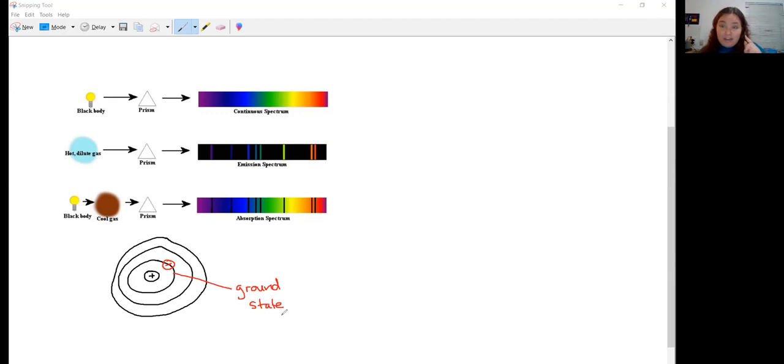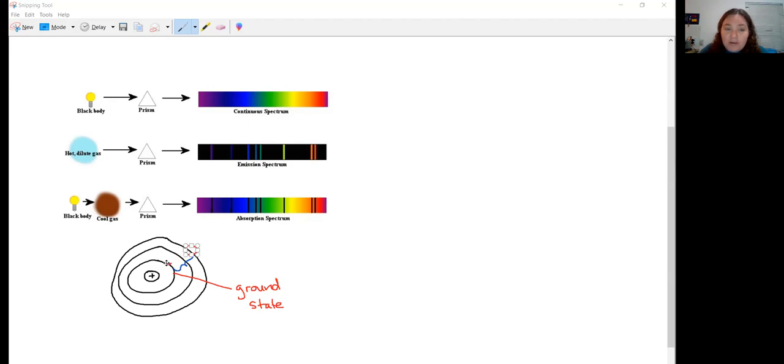It's a fact that electrons don't have to sit in that lowest possible energy. Electrons can gain energy. They can absorb energy. They can get excited. And when an electron gets excited, it will absorb a specific amount of energy that relates to the energy difference between where it is and where it wants to be. And it will jump up to a higher energy state.